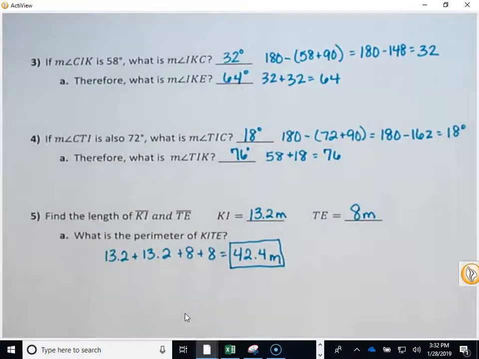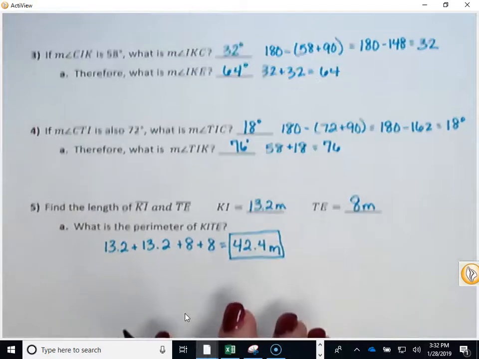All right. So after you get that all down, we're going to do a few more problems dealing with kites, and then we'll move on to the rhombus. Again, if I ever go too fast, just pause it, catch up, and then start us back up again.